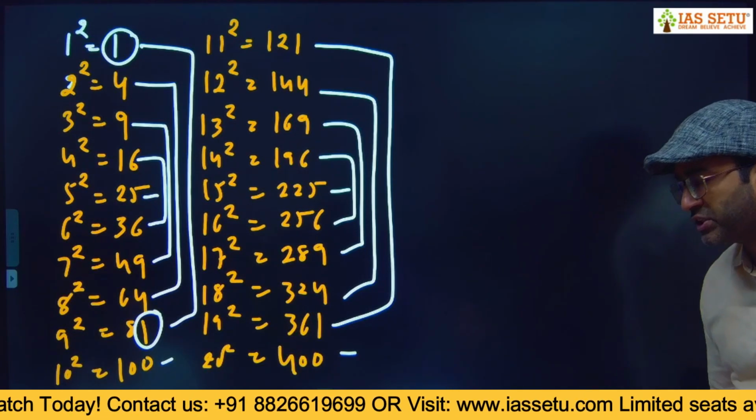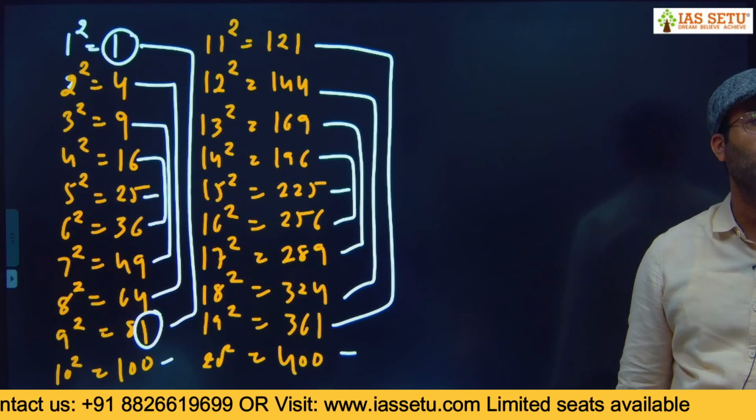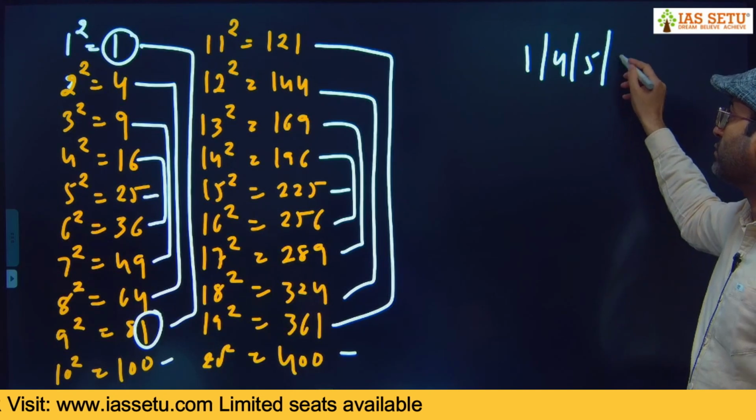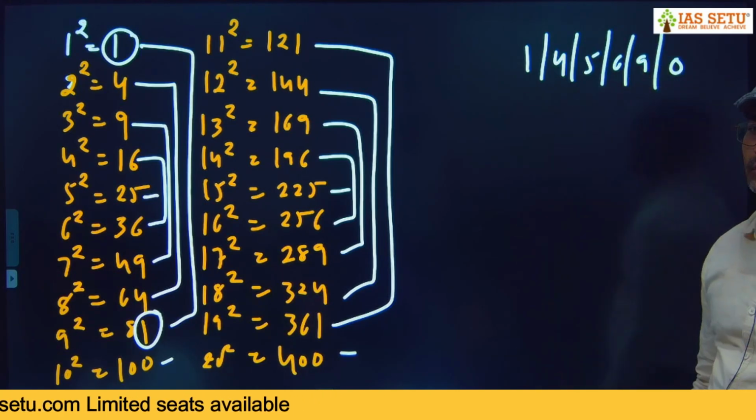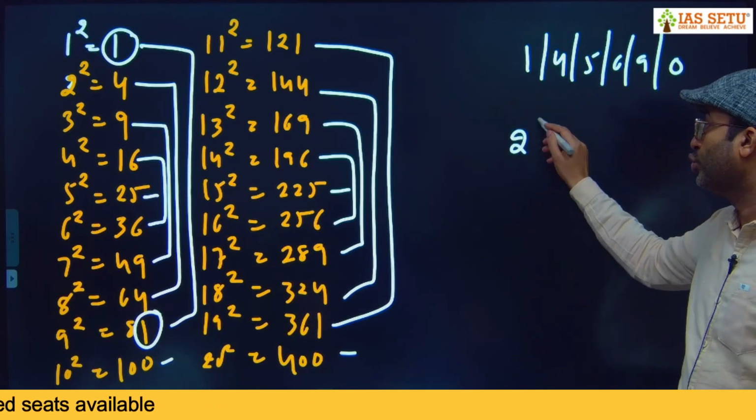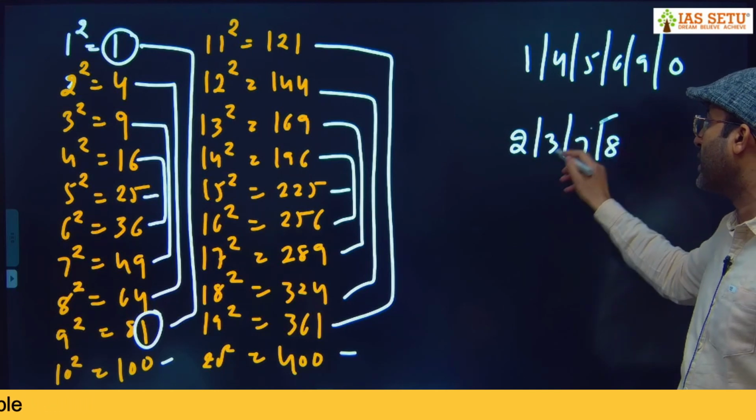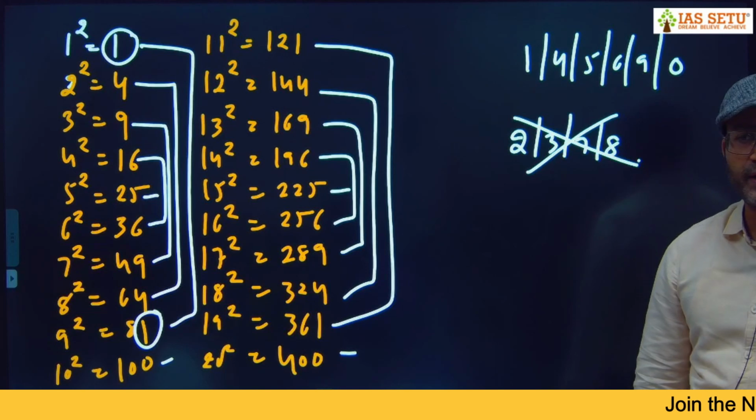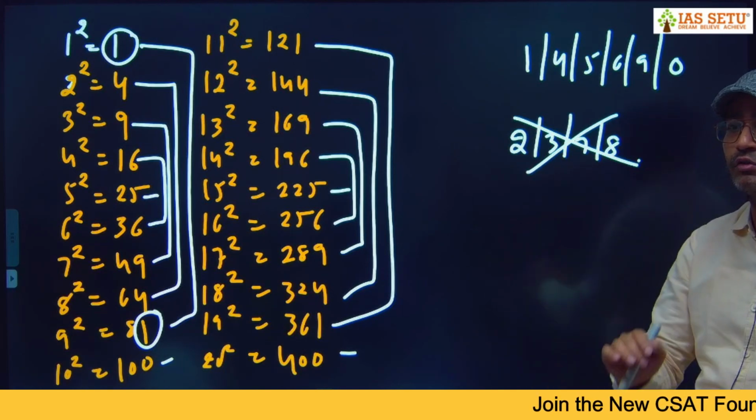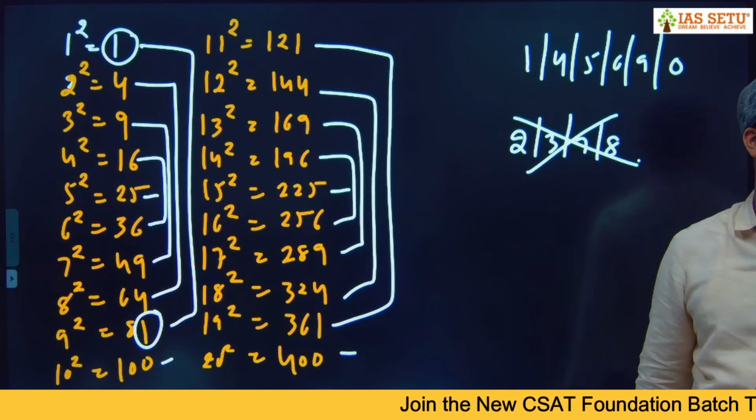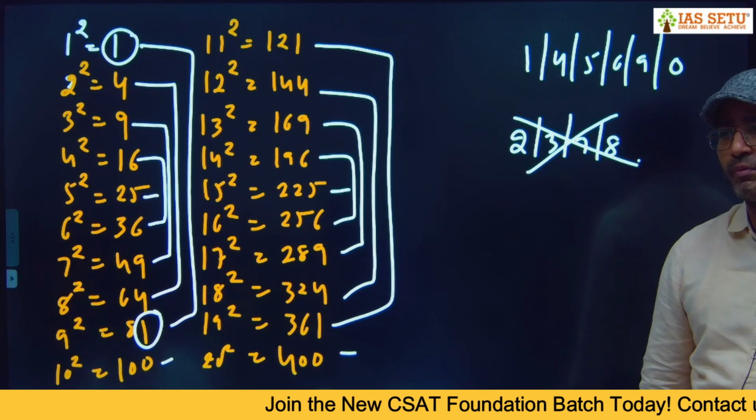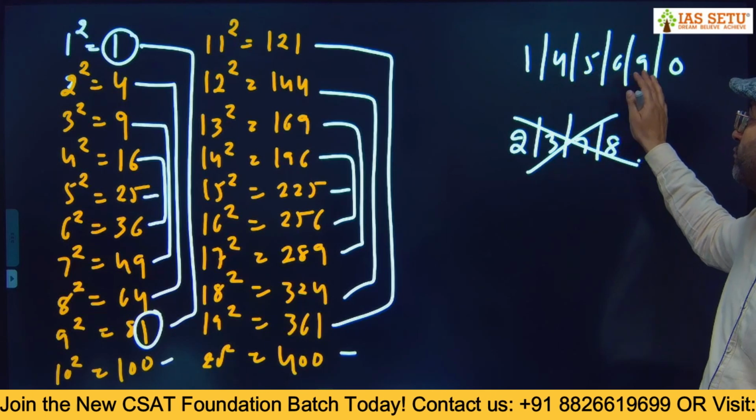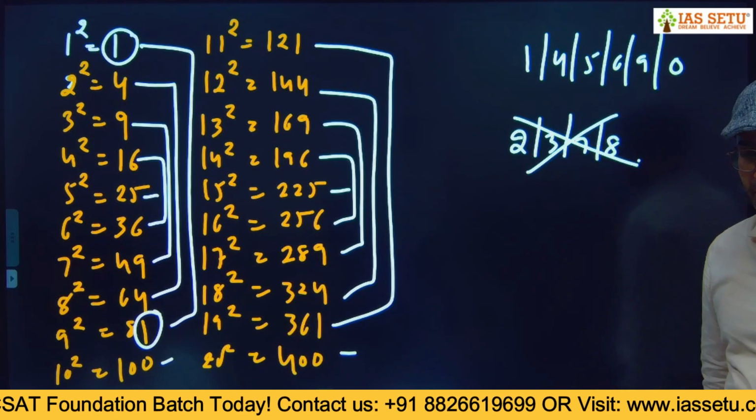So our observation is that the unit digit in a square value or a perfect square value is always either 1, 4, 5, 6, 9, 0. You will never get 2, 3, 7, 8 as a unit digit in a perfect square number. Never. In a perfect square number, unit digit is never 2, never 3, never 7, never 8. कभी भी नहीं होती है. If there is a perfect square number, for sure उनकी unit digit यही मिलेंगी 1, 4, 5, 6, 9, 0. So you write this observation number 1.